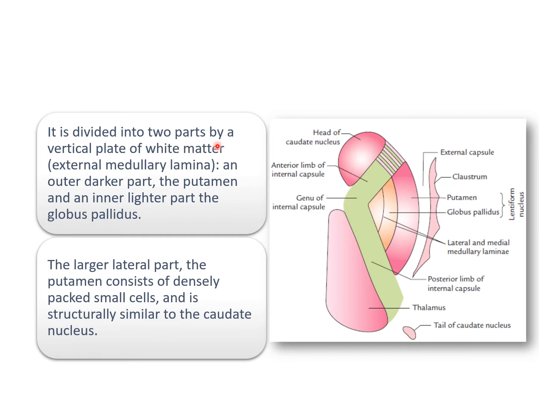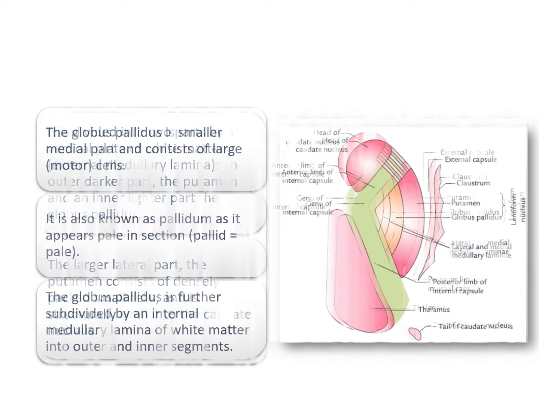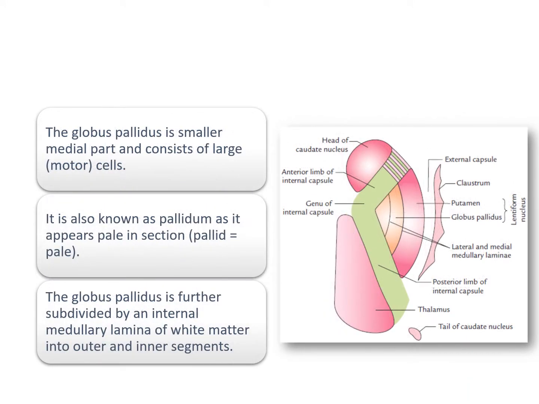It is divided into two parts by a vertical plate of white matter, the external medullary lamina: an outer darker part, the putamen, and an inner lighter part, the globus pallidus. The larger lateral part, the putamen, consists of densely packed small cells and is structurally similar to the caudate nucleus. The globus pallidus is the smaller medial part and consists of large motor cells.